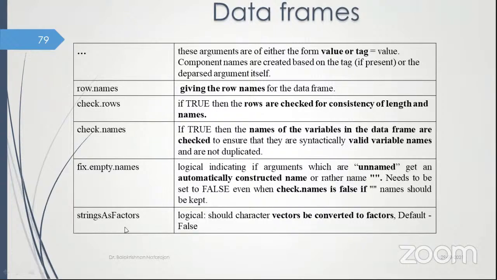And for strings as factors, if you don't make this false, the data constructed for the data frame will automatically be considered as factors. By default it is false. If you make it true, all the data will be converted to factors.